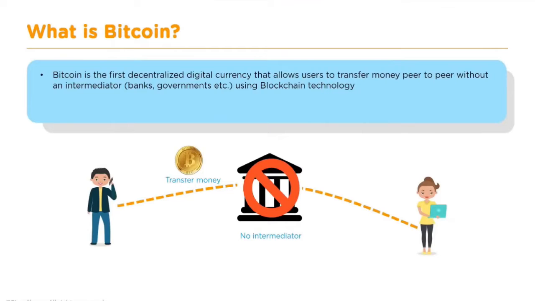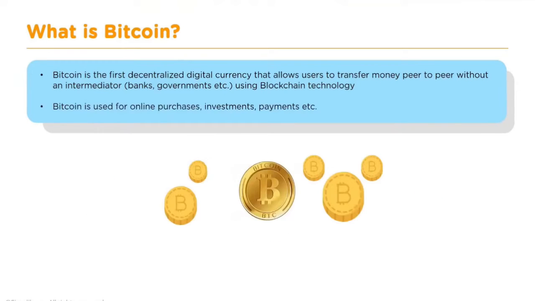Now, what is Bitcoin? Bitcoin is the first decentralized digital currency that allows users to transfer money peer-to-peer without any intermediaries like banks, governments, agents, brokers. Nothing is involved, and all this is done using blockchain technology. So as we saw in our previous example, two parties want to exchange money, transfer money, they don't need an intermediary. Now Bitcoin can be used for online purchases, e-commerce transactions, it can be used as an investment instrument, and it can be primarily used for payments to buy goods and services.